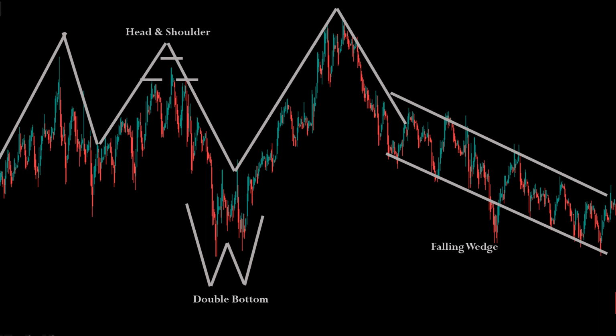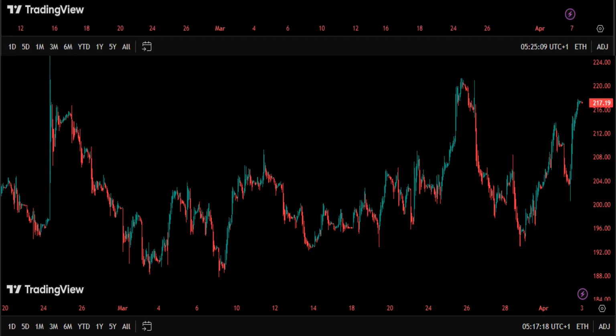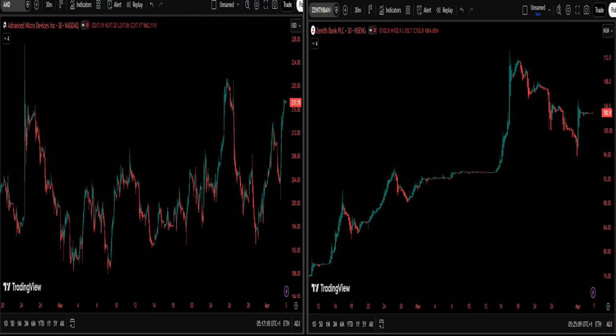Now, here's something many Nigerian traders overlook. Not all candles mean the same thing in every market. In fast-moving US stocks, candles can be aggressive and volatile. But in Nigerian stocks, they often move slower, less volatile, and cleaner. But the structure is still the same, and that means the same strategy still works. In a few minutes, I'll show you how that actually gives you an advantage most traders don't realize.